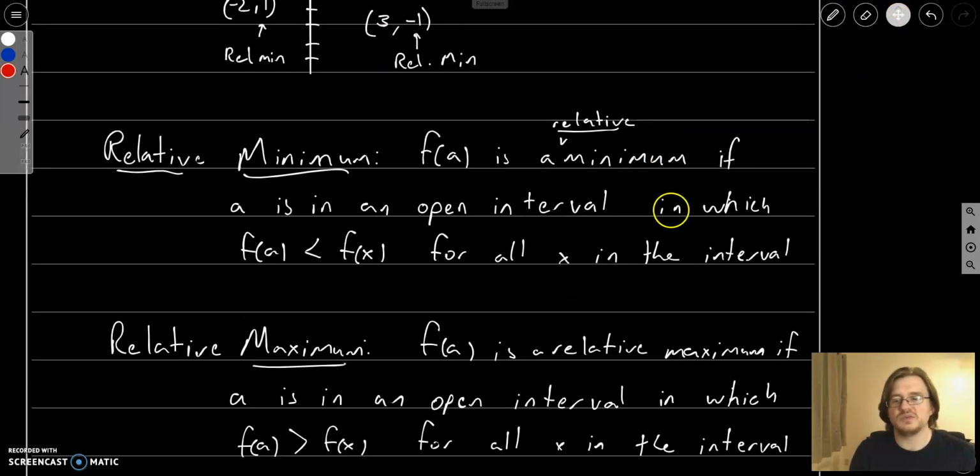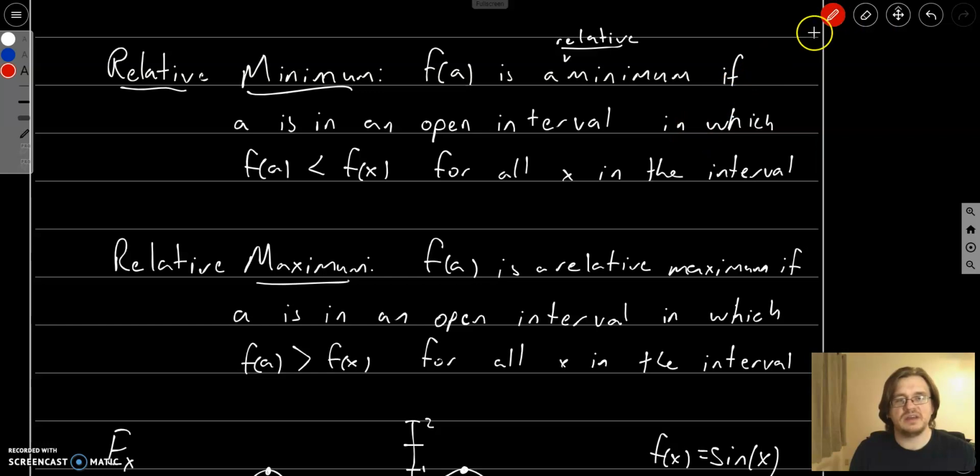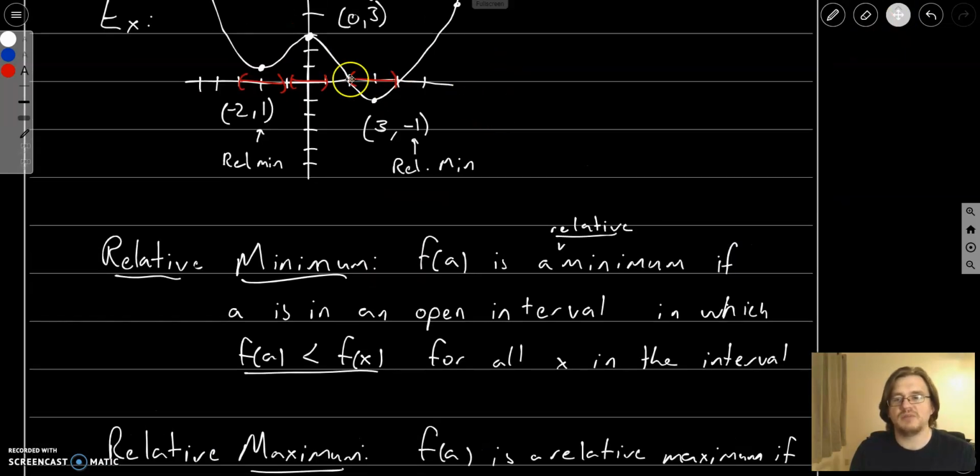So again, the relative minimum and the relative maximum is the place where the function value is either going to be smaller than everything else or bigger than everything else, but maybe in only a little area.